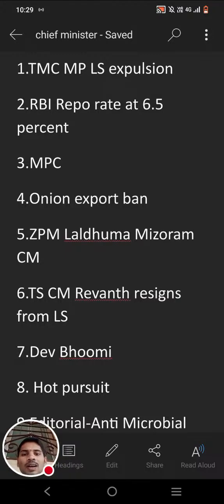RBI repo rate at 6.5%. What is the repo rate? The repo rate is the rate at which the RBI lends money to the banks. So the banks borrow at 6.5%, and they are going to lend at something higher, around 10%, to the customer. So if the repo rate comes down, the interest rate of the banks will come down. You need to remember it.